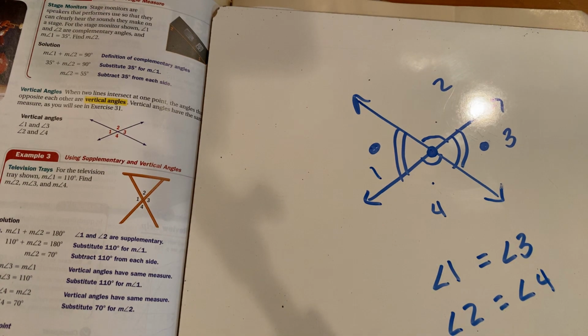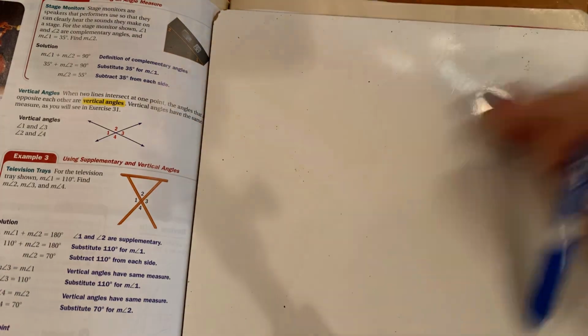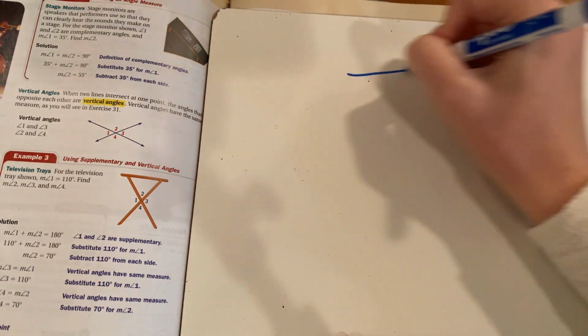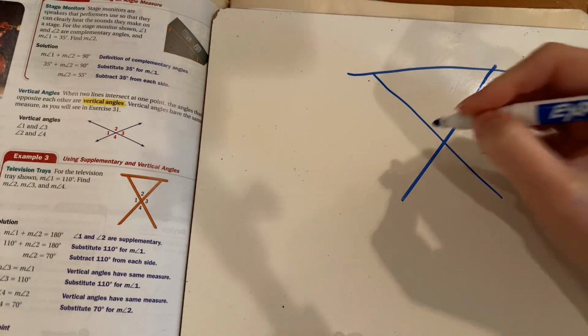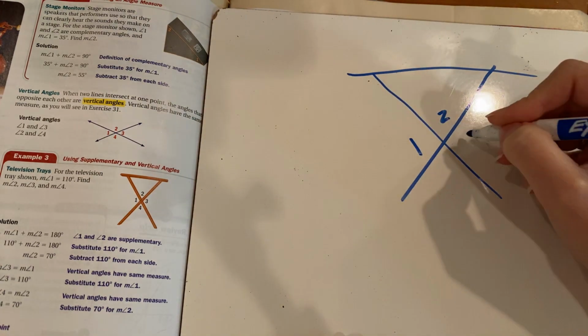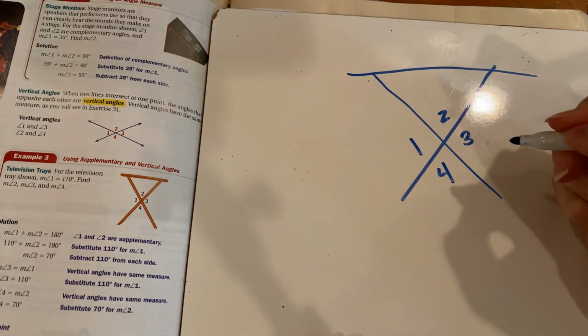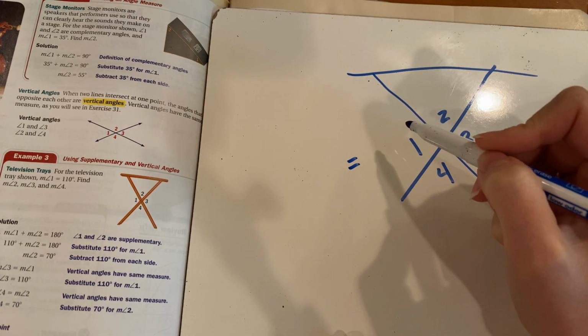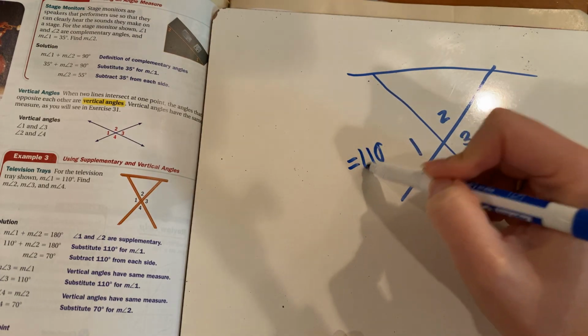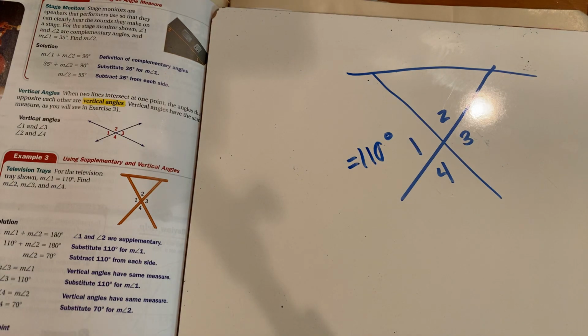And that's it. Looking at example 3, television trays. For the television tray shown, measure of angle 1 is equal to 110. Find all the others. These ones are fun. They're like Sudoku, if you like to play Sudoku. So this is angle 1, 2, 3, and 4. And we're told that angle 1 is equal to 110 degrees. And we're told to find all of the rest of our other angles.